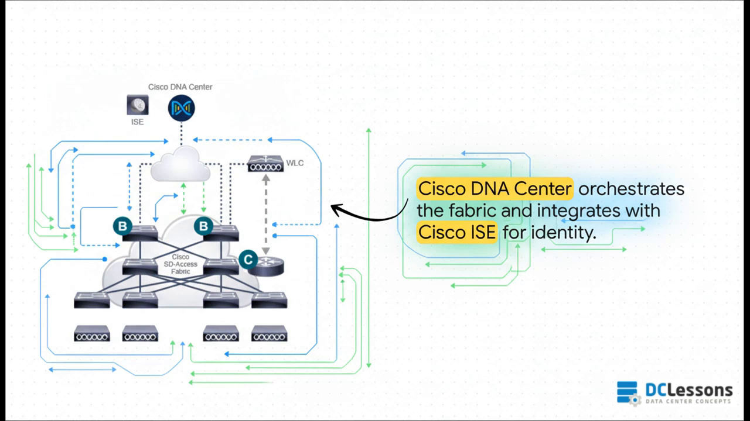You can think of it as the network's architect. It's where you design your policies and provision all your devices. But it works hand in hand with Cisco's Identity Services Engine, or ISE. Now here's the difference. If DNA Center is the architect drawing the blueprints, ISE is the security guard at every single door, checking IDs, figuring out who you are, and enforcing the access rules from those blueprints. Together, they orchestrate and secure the entire fabric.